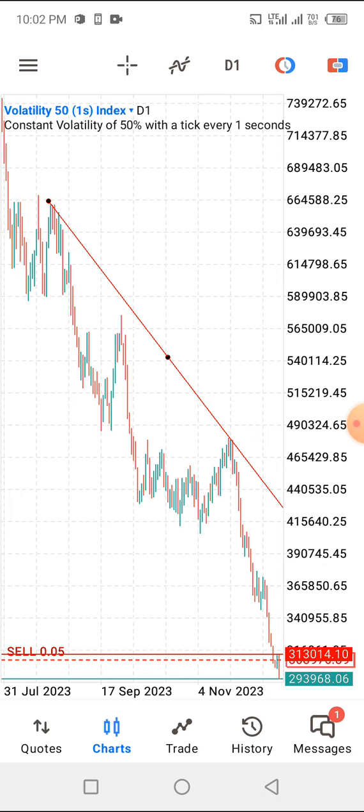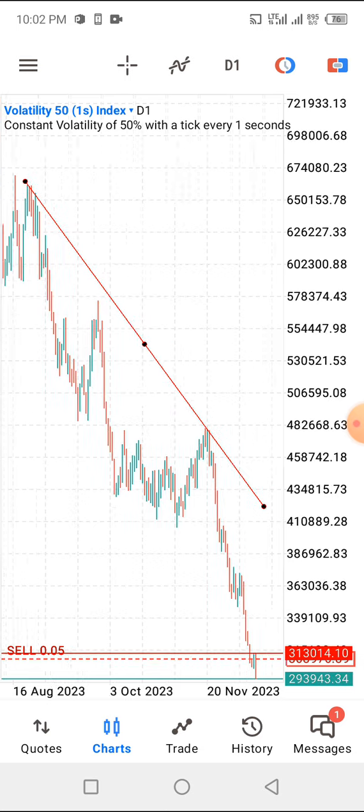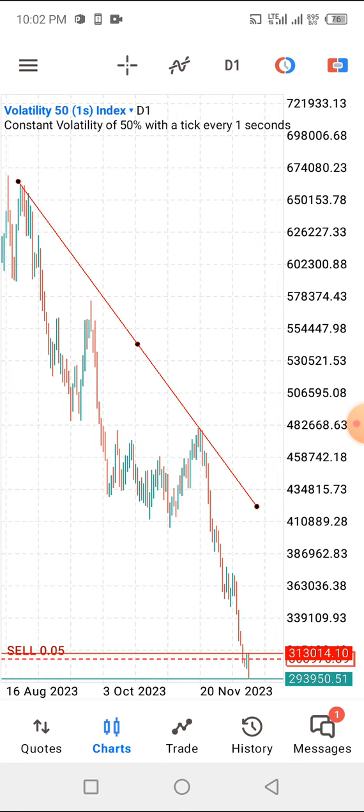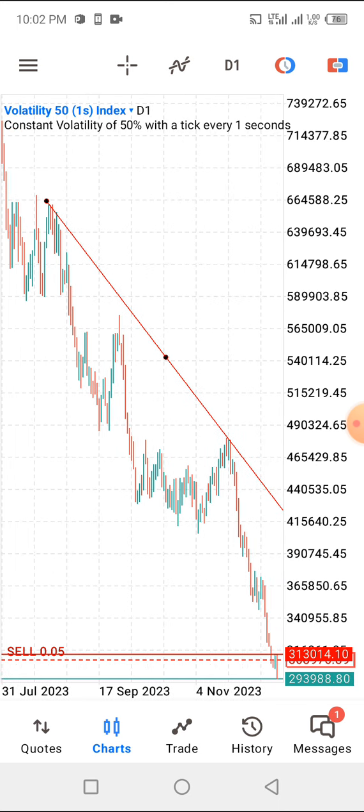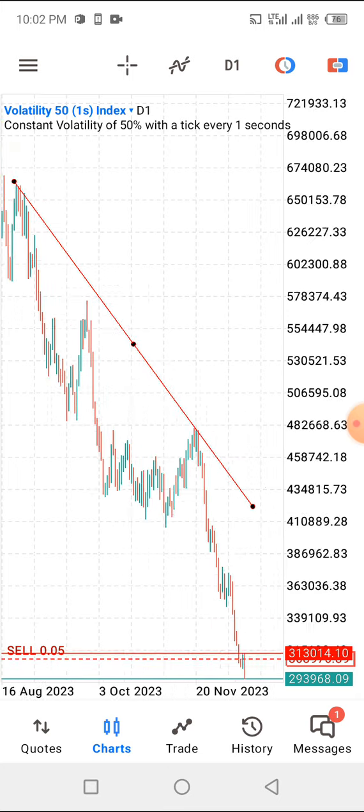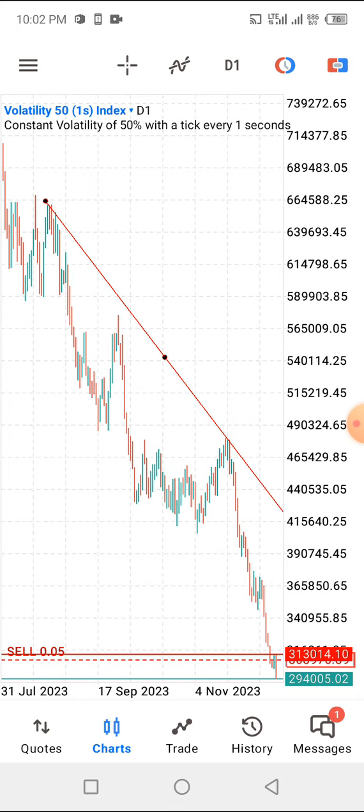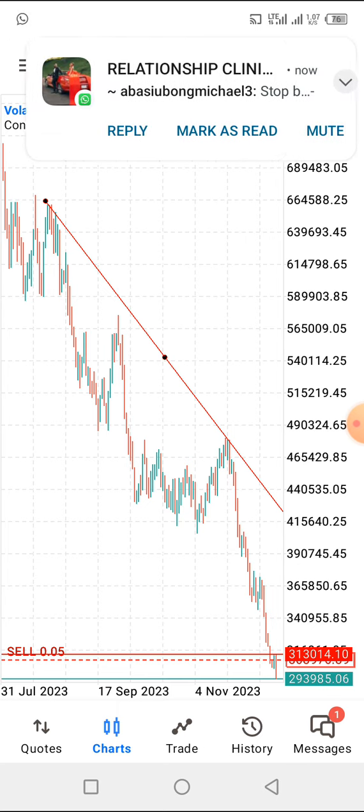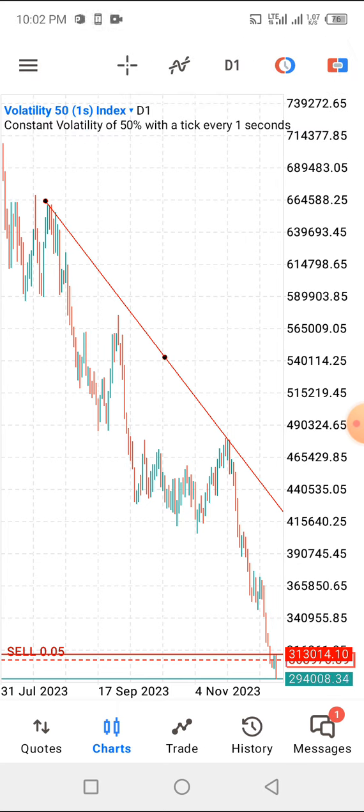When the market is on an uptrend, you look for buying opportunities, but when the market is on a downtrend, you look for selling opportunities. So going to the higher time frame, the daily time frame, we notice that this price is in a downtrend. So now we're going to look for an opportunity to open our trade and start selling.